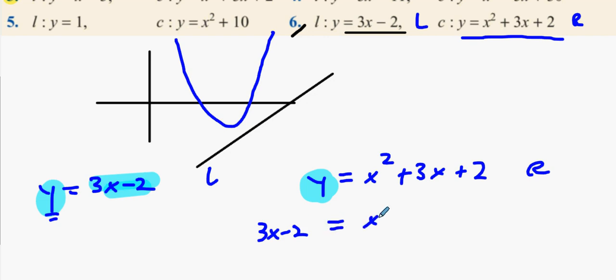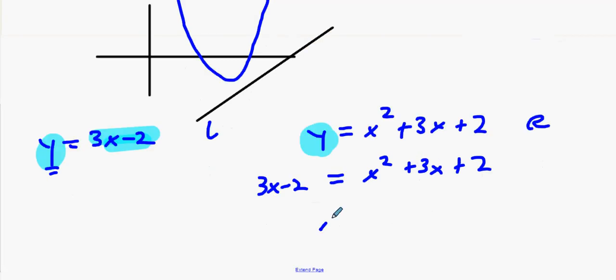x squared plus 3x plus 2, okay? Now what do we get then? x squared. No, the 3x's will cancel, won't they? So it's x squared plus 4 equals 0. Now, this isn't a standard quadratic equation, is it? You don't need the minus b for this one. Well, what can you do instead?